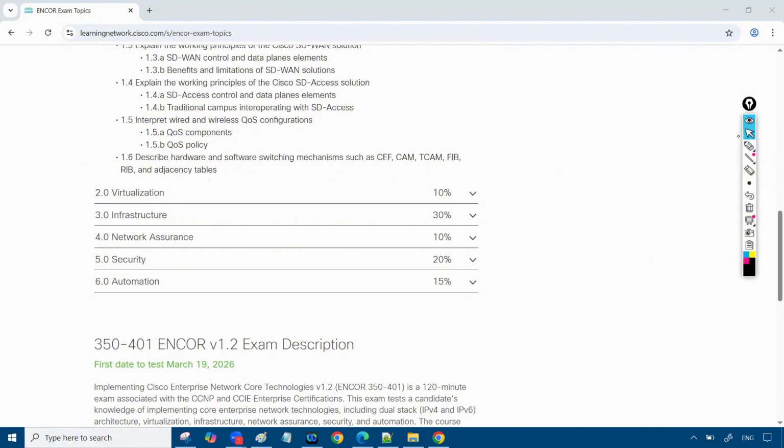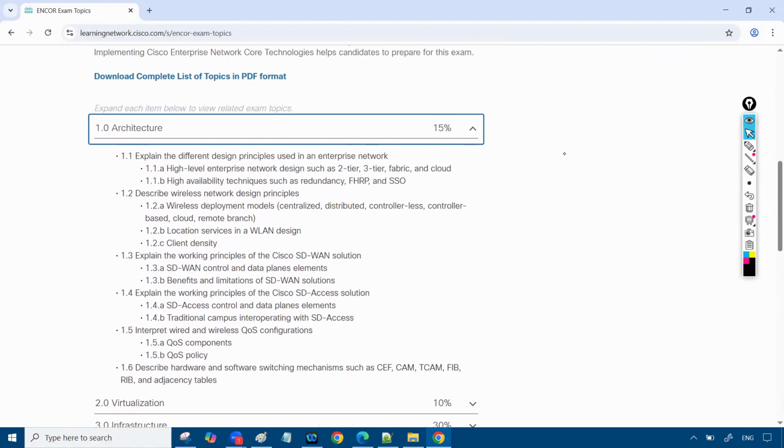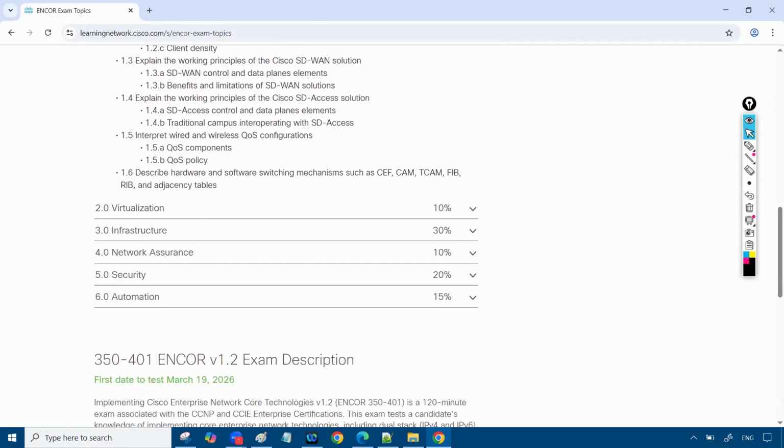So once we have done this 15%, right, then you have a 10% virtualization.